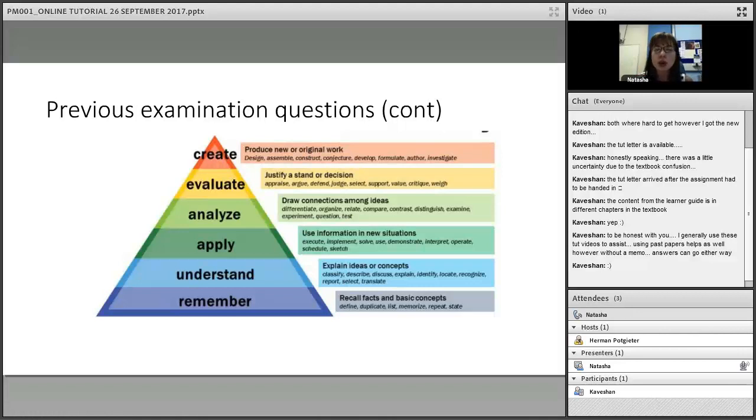The two top parts of Bloom's taxonomy model are evaluation and creation. And this is not necessarily what we use in our examination for this particular module, but it is very good to understand in a broader perspective where this could be used. So I'm just going to leave it there.